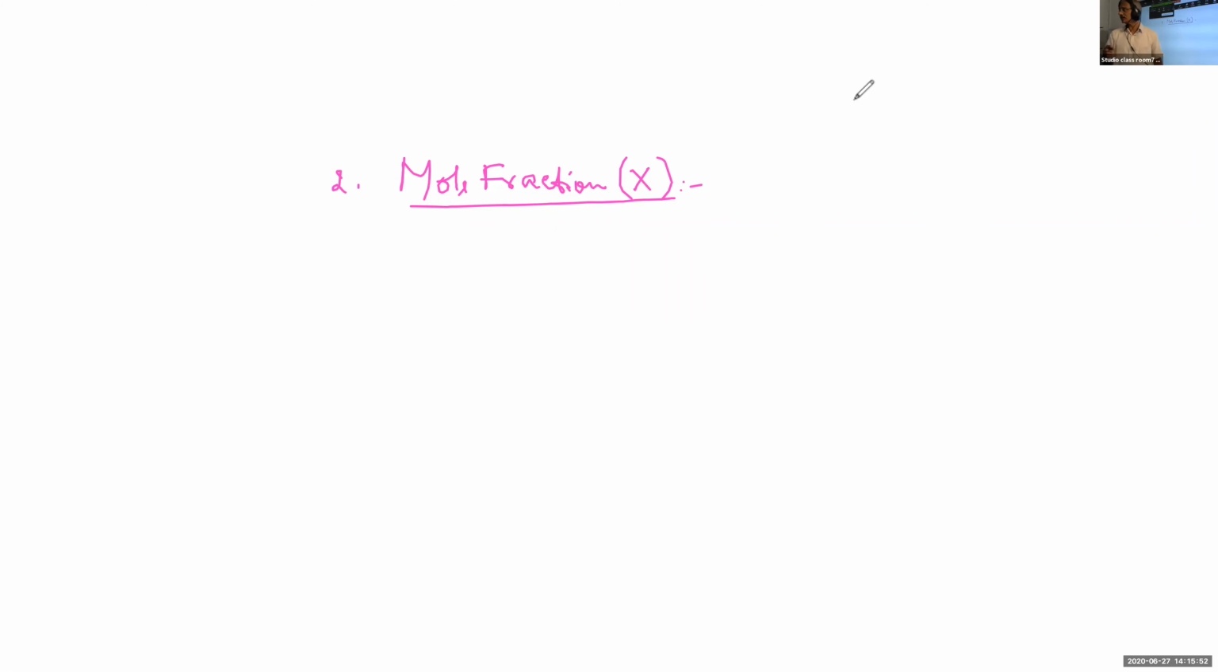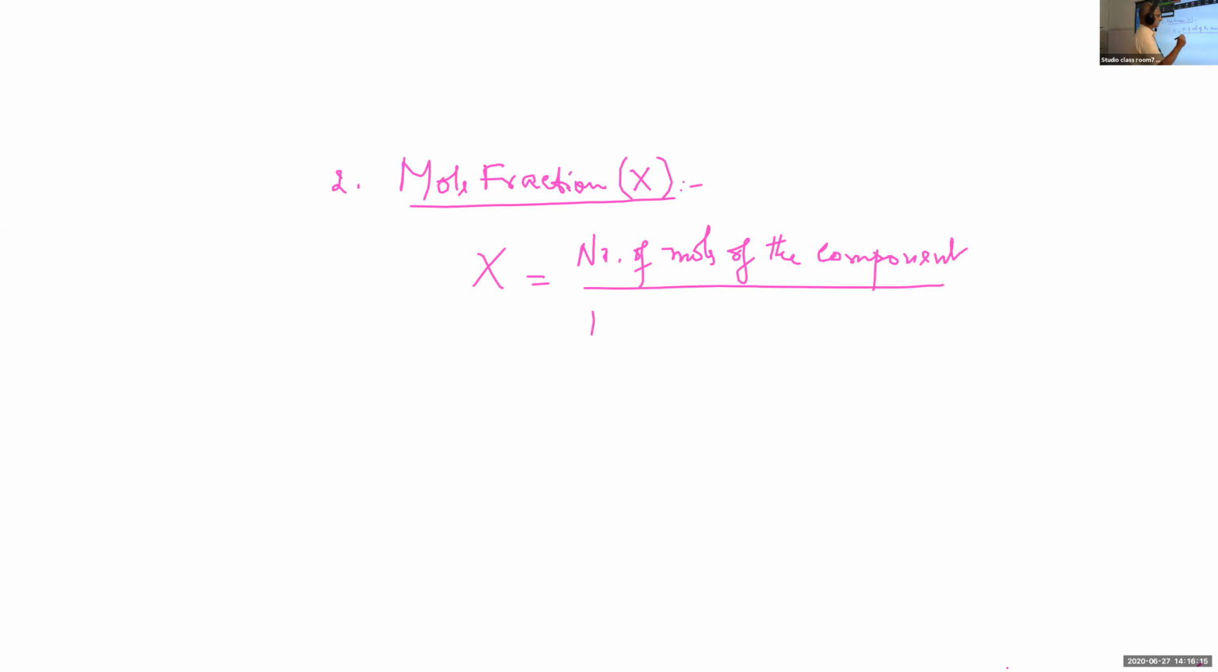The number of moles of the component by total number of moles. So mole fraction X is equal to number of moles of the component, whatever it is, by total number of moles of all components, and that is called the mole fraction.